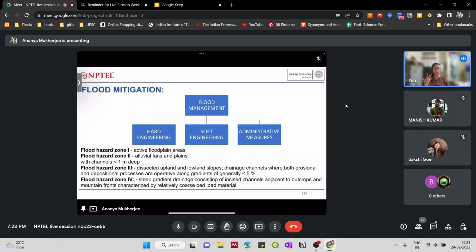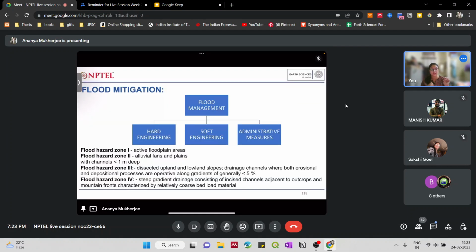Okay, so you can have four flood hazard zones. The first one is where you have active floodplain areas. The areas that are associated with the deposition and creation of floodplains, mostly the mature stage of the river. Then you have flood hazard zone 2, that is the alluvial fans and plains. So alluvial fans, if you remember in the last session, I explained that alluvial fans are where the slope changes from a steeper slope.